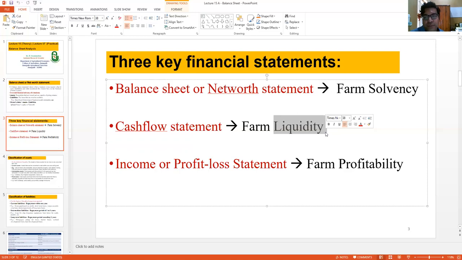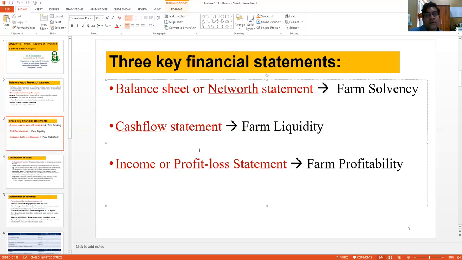And those assets like land, like cattle shed, like farm building, where it is not possible for us to convert them into cash readily or immediately, are all called long-term assets, right? And then we have firm profitability. You see, we need the income statement for the purpose of understanding firm profitability, right?